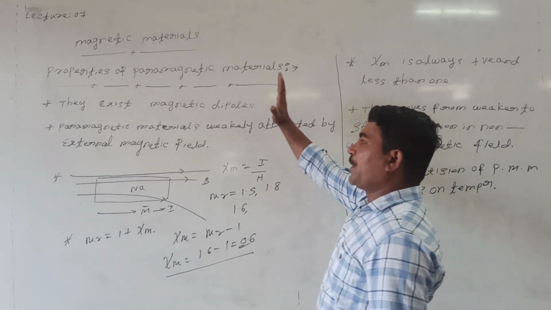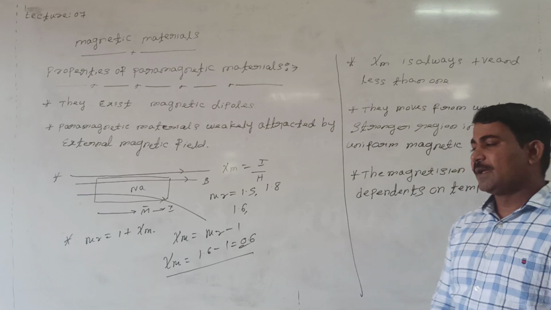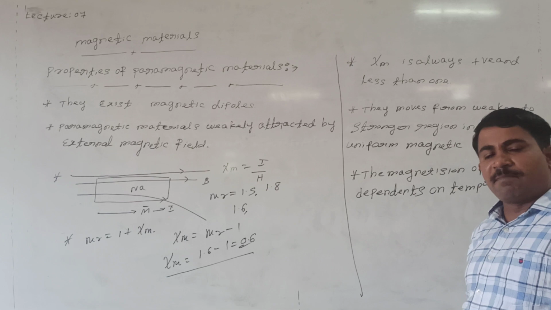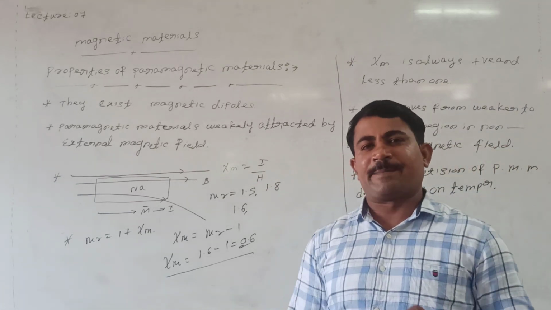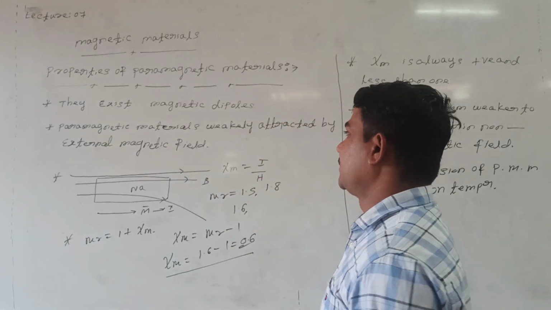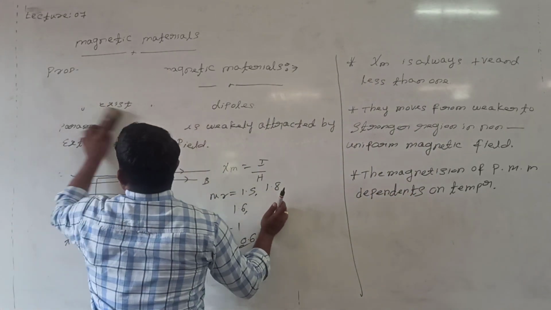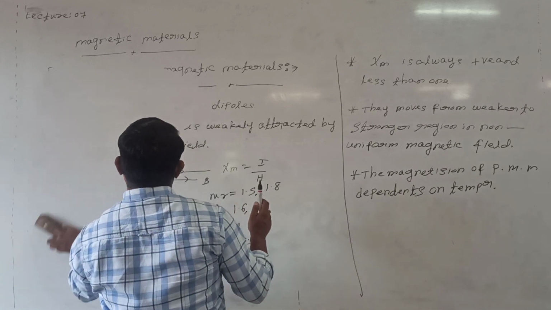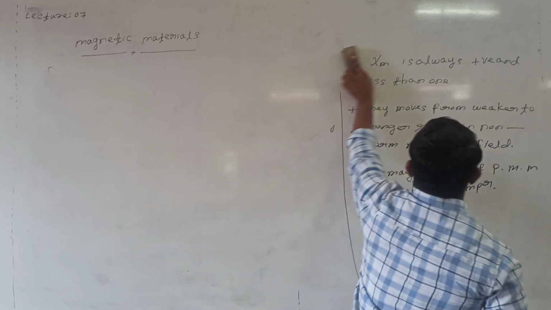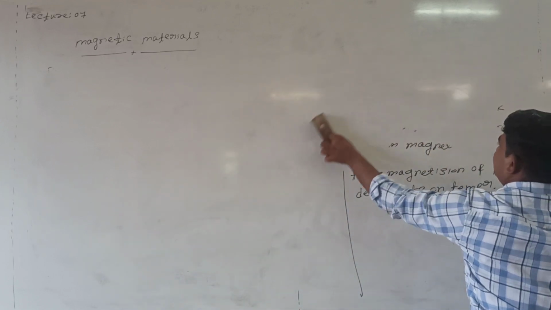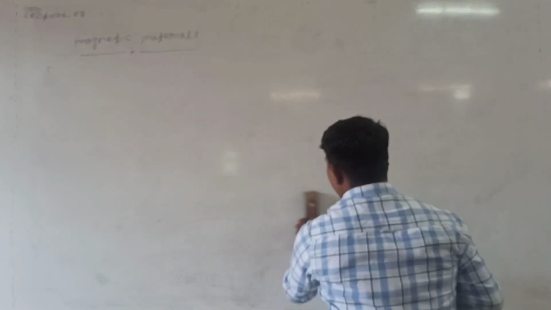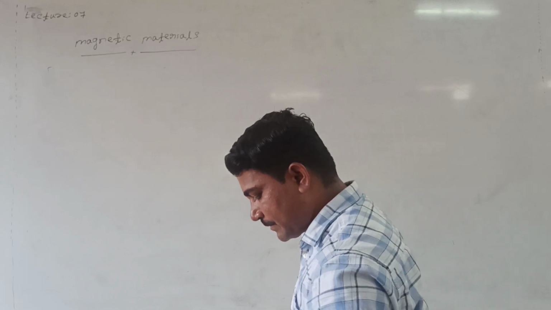So these are a few properties of paramagnetic materials, right? Later we'll discuss how magnetization depends on temperature. Magnetization of a paramagnetic material depends on temperature, that we'll see in detail. Look at me. Next concept is Curie's Law of Paramagnetism. That concept we'll see.